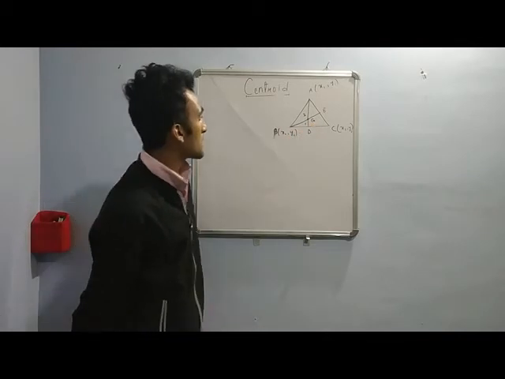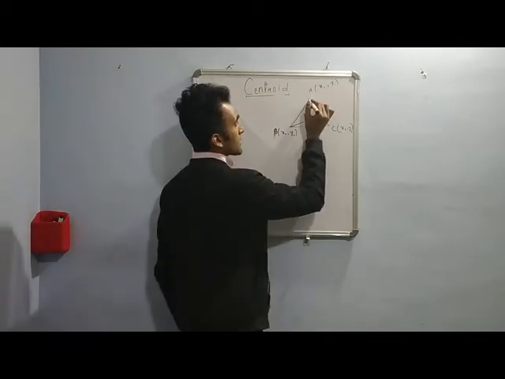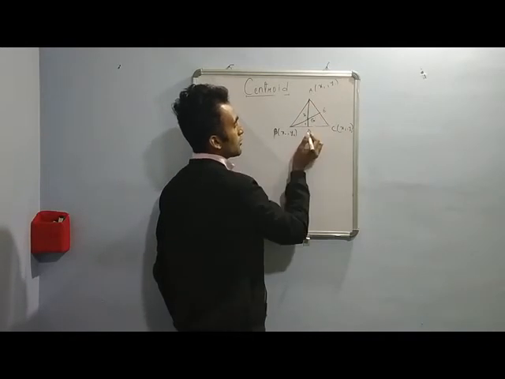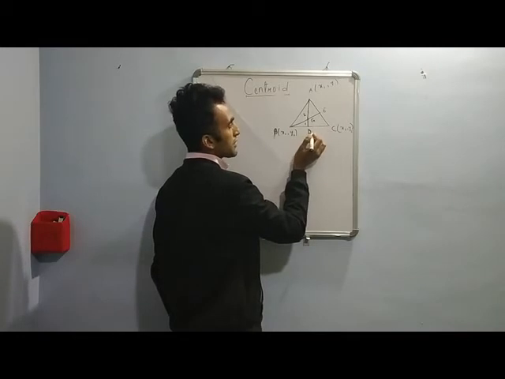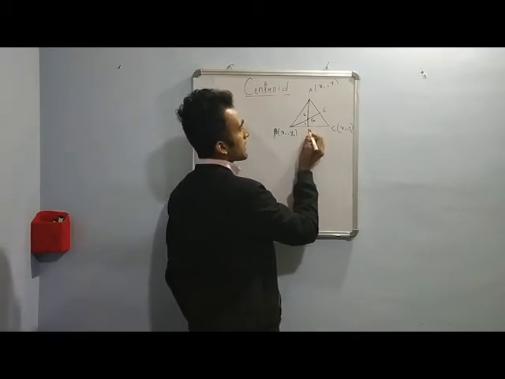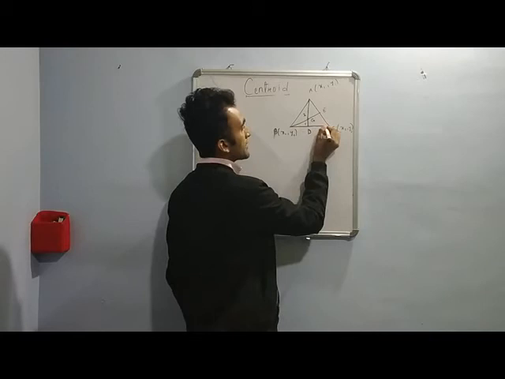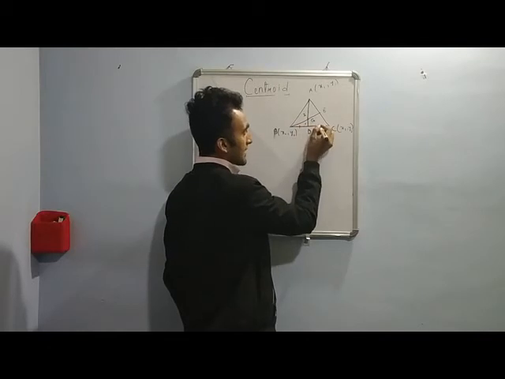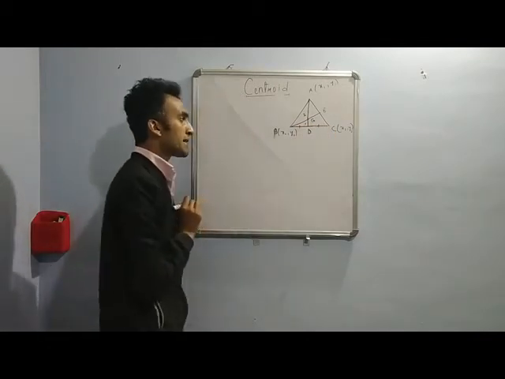To use the section formula, because this is the line segment, one end A coordinates I know, but I have to find out the D coordinates first. Now what are the coordinates of D? I already told you that this median bisects the line, means it divides it into equal parts.